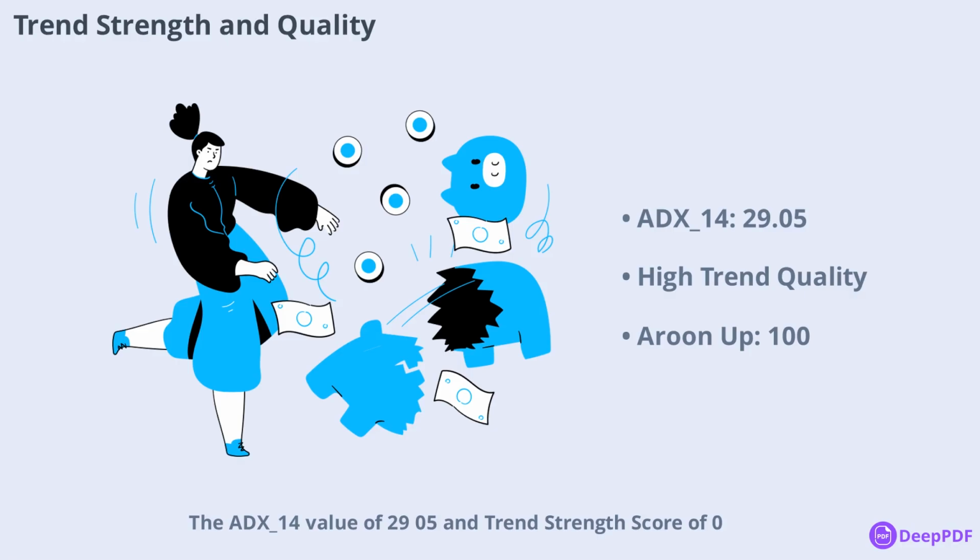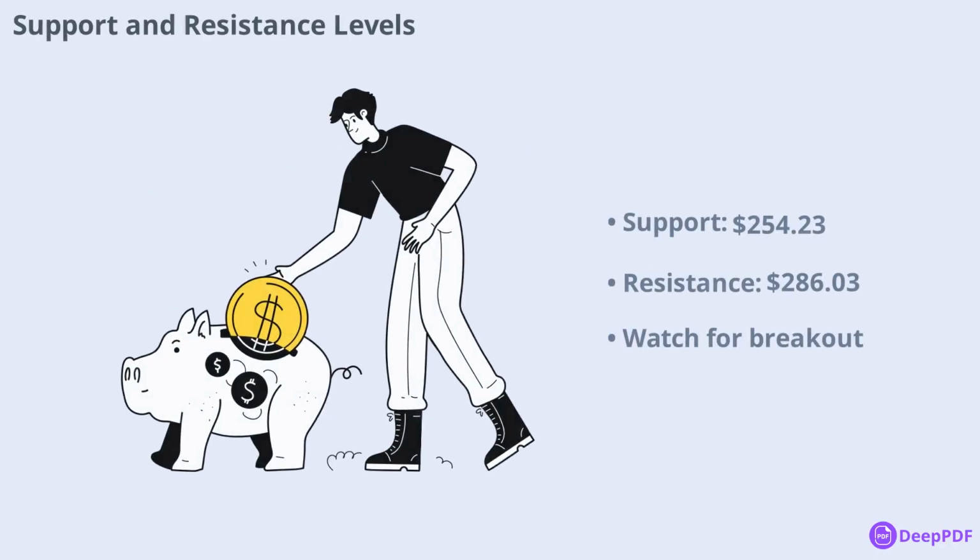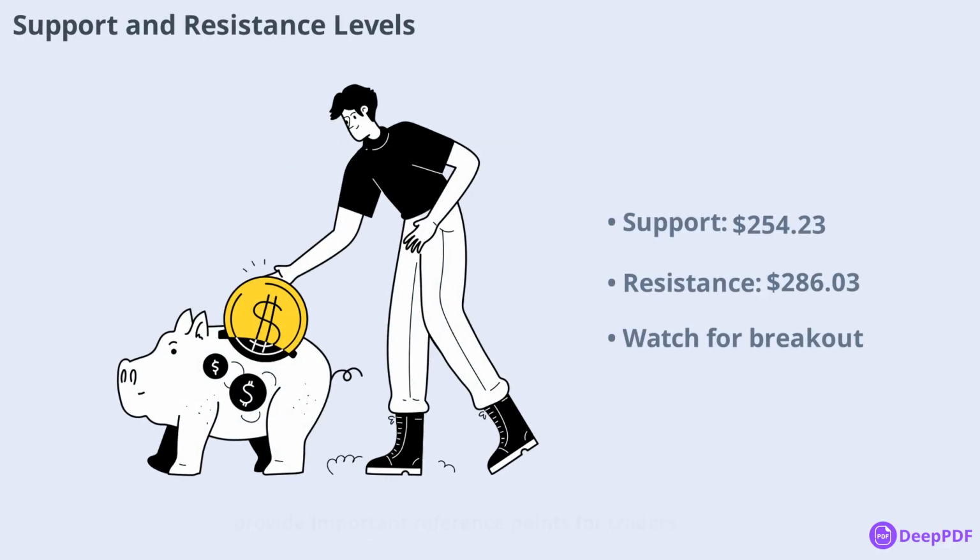The ADX 14 value of 29.05 and trend strength score of 0.413 indicate a moderately strong trend. The Trend Quality Index is at 66.72, suggesting that the current uptrend is both robust and sustainable. The run-up indicator is at 100, while a run-down is at 20, further confirming the dominance of the bullish trend. These metrics collectively reinforce the idea that SNDK is in a healthy uptrend, though not without the possibility of short-term corrections.